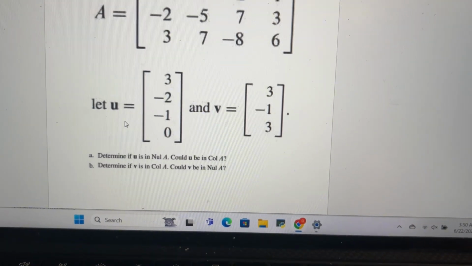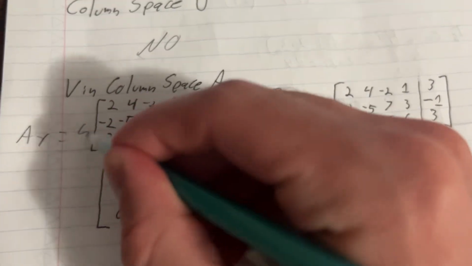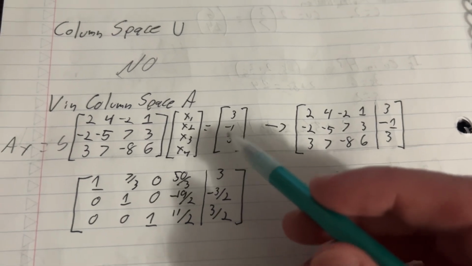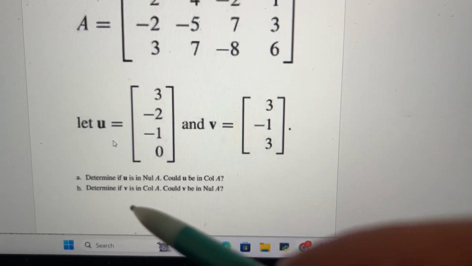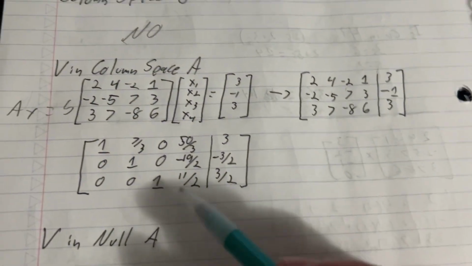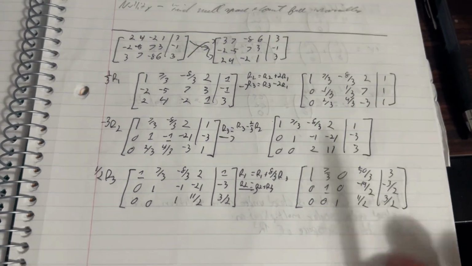Determine if V is in the column space of A. And could V be in Nul A? The way we're going to go about this is doing some row reduction. We're going to use AX equals B, just like we learned before. Here's our A matrix. Here's our X coefficients. And this is our B, which in this case is our V vector, since it asked for V. We set it up just like we learned and then solve it through. I went ahead and did that on this page for anybody that wants to pause and study that.